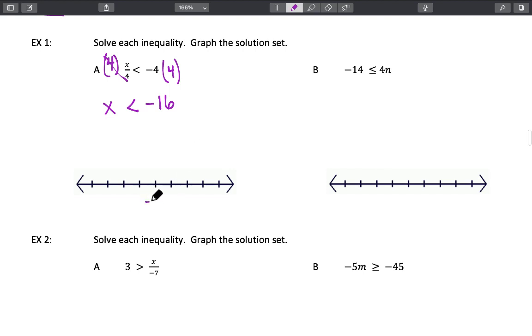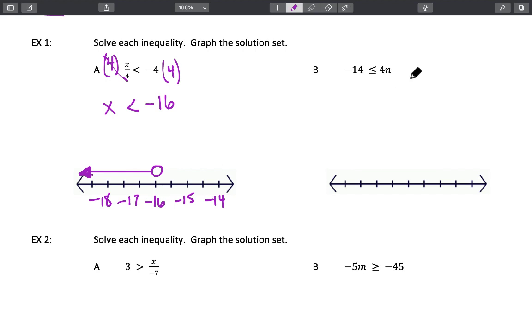Alright, so we're going to graph our inequality here, or I should say we're going to graph our solution set. And we're going to leave an open circle here at negative 16, and we want all the x values that are less than that. So we will shade in our arrow pointing to the left of negative 16.